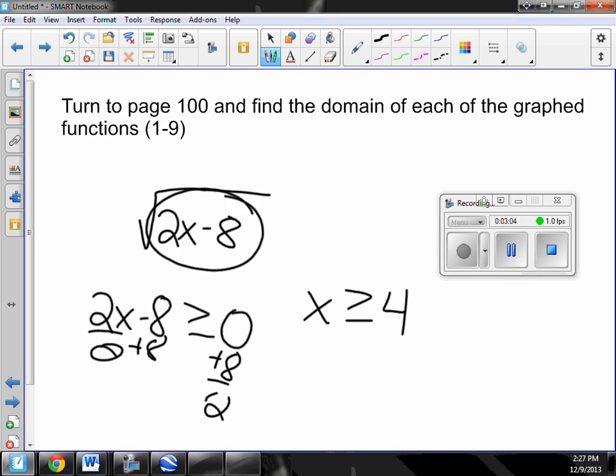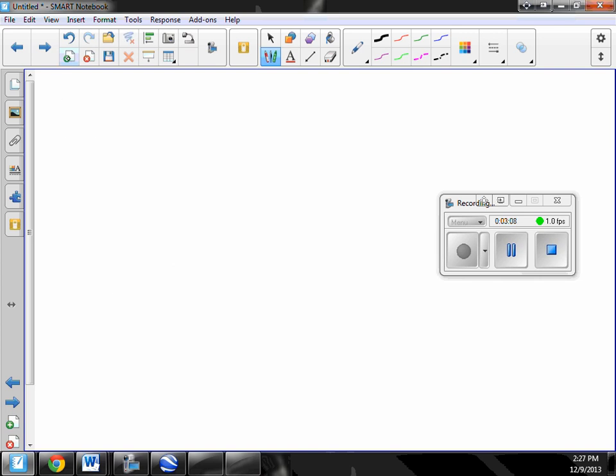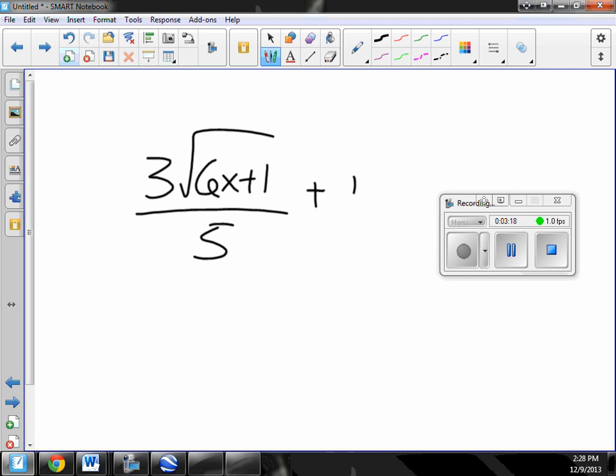All right? Well, what if we have one that's really complicated? You guys are going to love this. Don't write this down. 3 square root of 6x plus 1. Let's divide that by 5 and then add 1. And I'm going to, squaring it's probably a bad idea. Okay, so what's the domain of that?